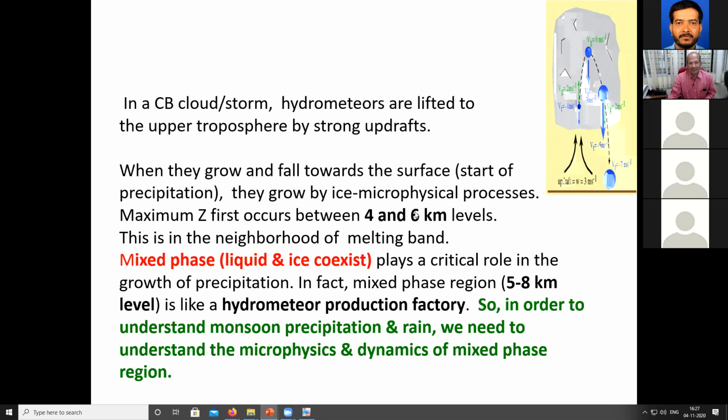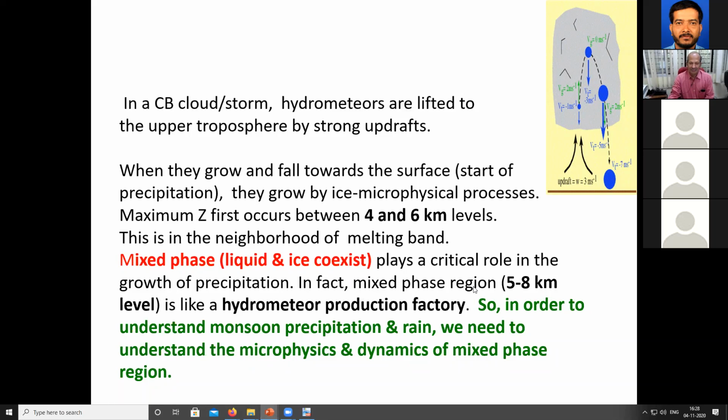They grow by ice microphysical processes. The maximum reflectivity first occurs between 4 and 6 kilometers level. This is where the maximum reflectivity occurs, but the growth occurs above this, in the neighborhood of the melting band. So it turns out that when you look at all this radar data, the mixed phase, where vapor, liquid and ice coexist, roughly in the 0 to -20 or -30 degree centigrade range, plays a critical role in the growth of precipitation.